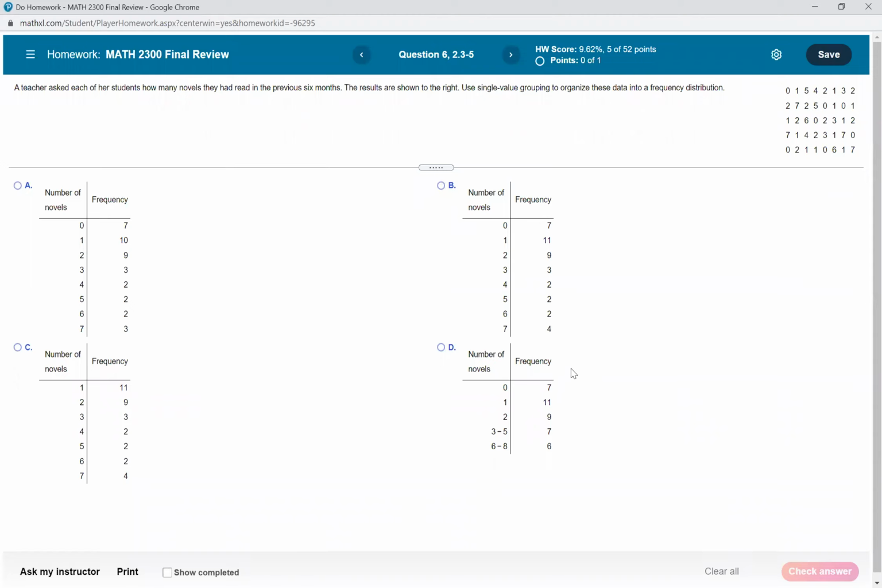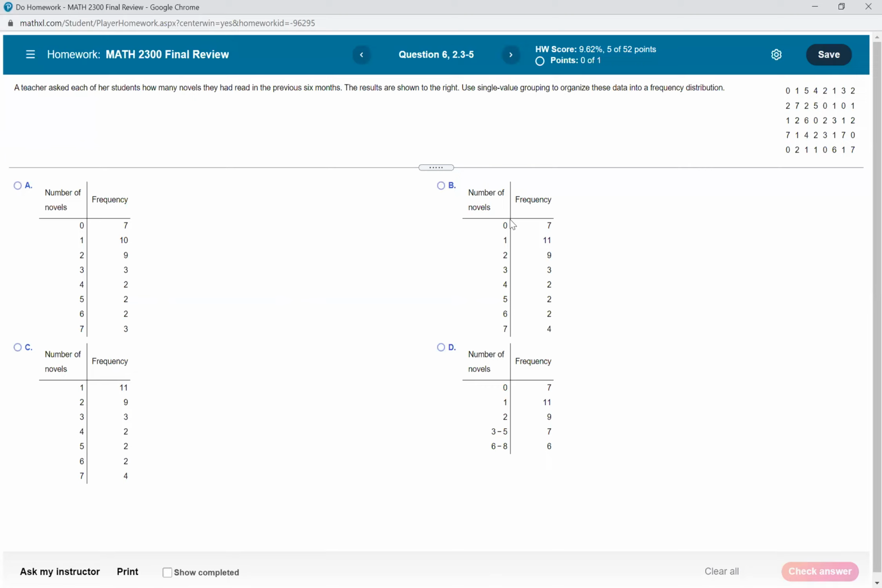For the frequency table, since this is discrete, you can use either limit grouping or single valued grouping. Here the data is kind of mixed, so we are not going to use this type of grouping. So either we'll use single value grouping or limit grouping. Here it is given that we used single value grouping, so option D is not correct. It's incorrect. Now look at the first one.